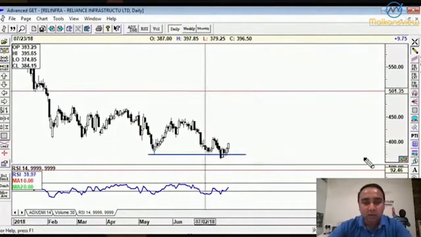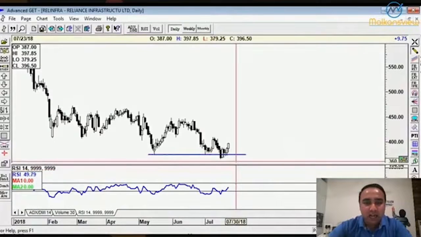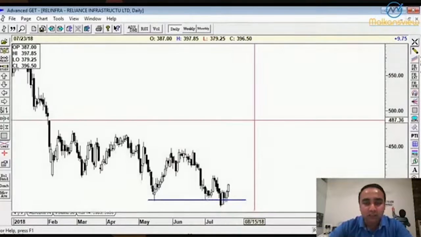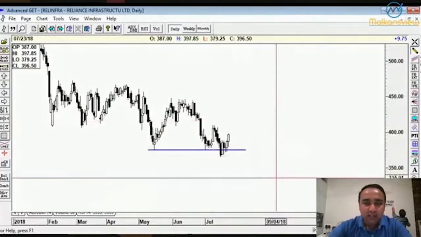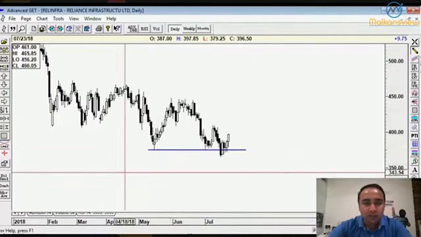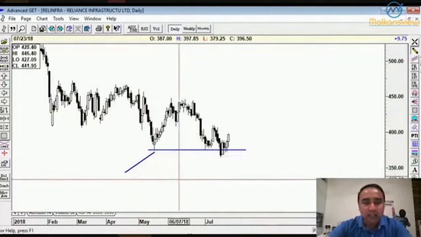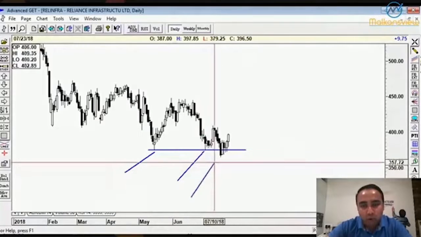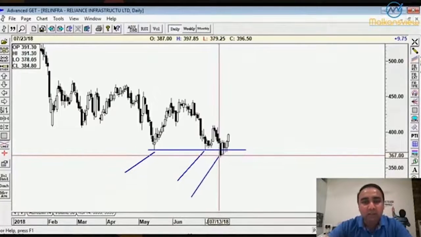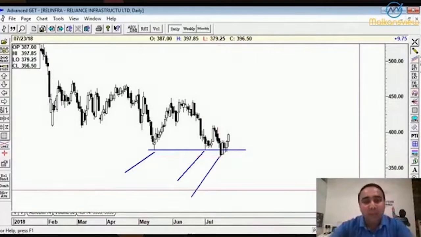can you see? Now, we don't need RSI or something here. Just look at the plain chart. So what you see here is a major support. If you see, there's one support and there's two support, and then this support gets broken with a big black candlestick pattern.